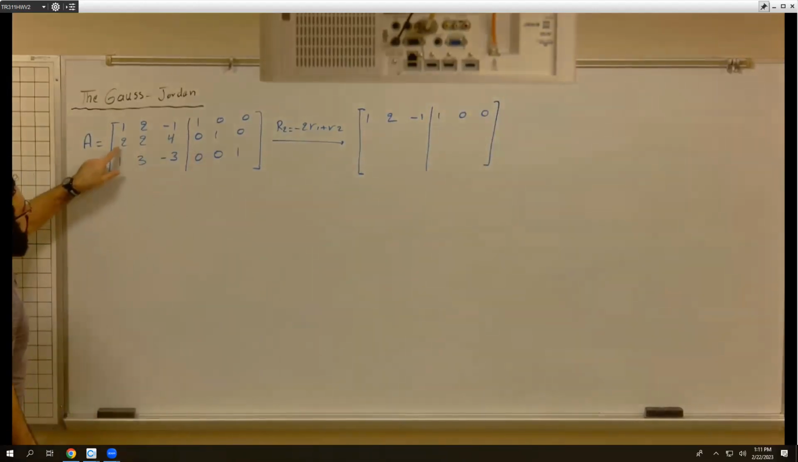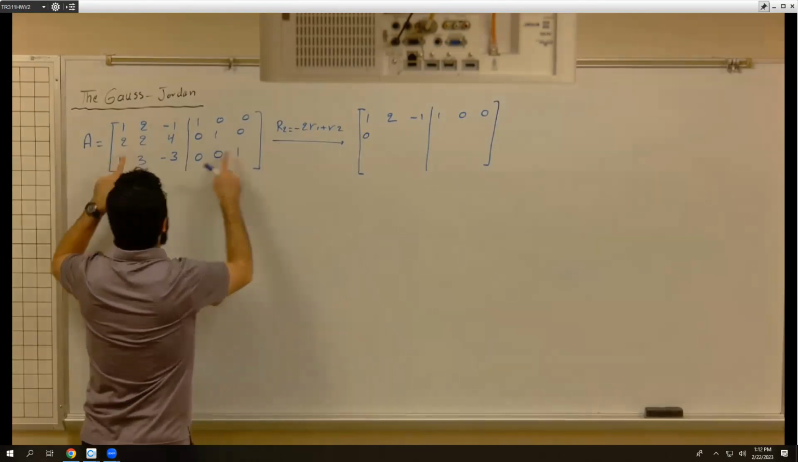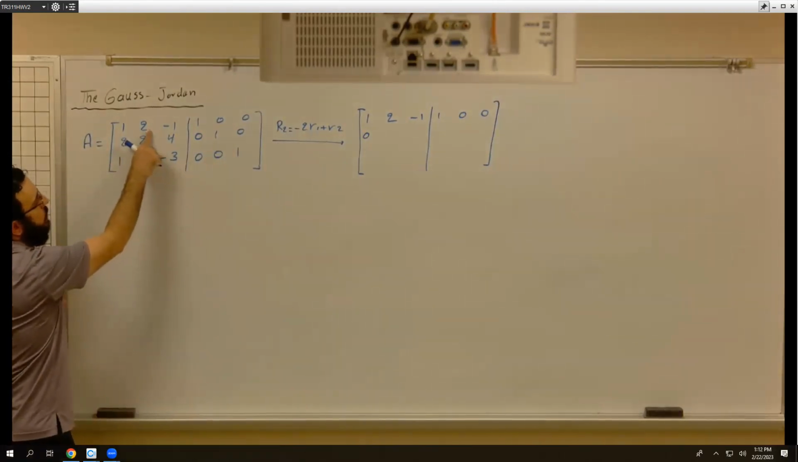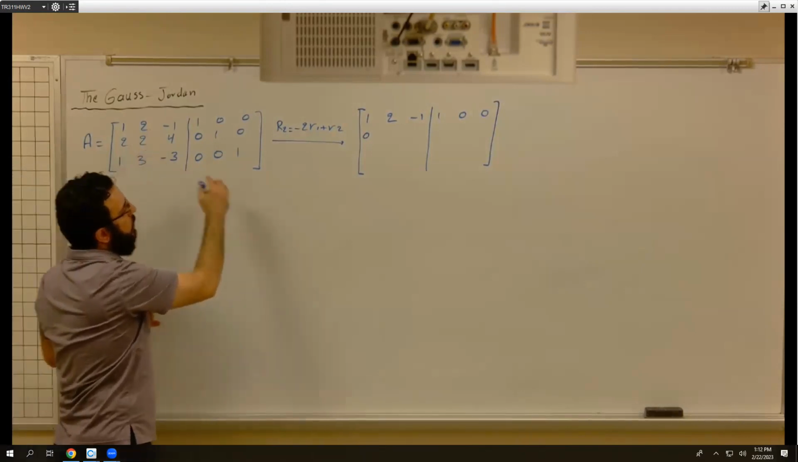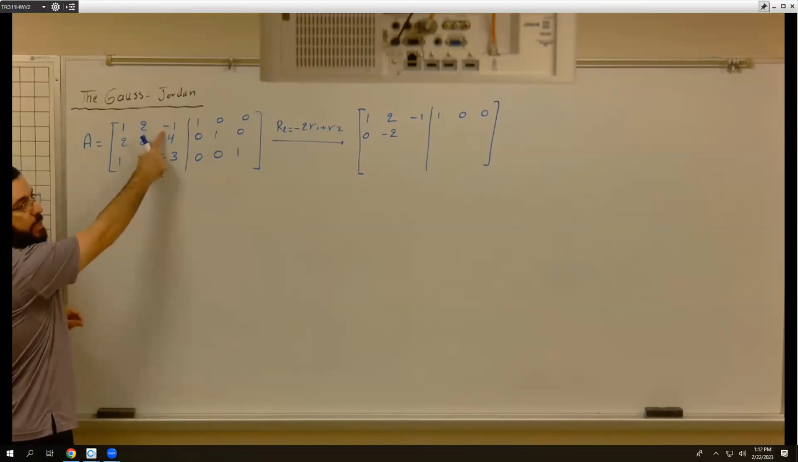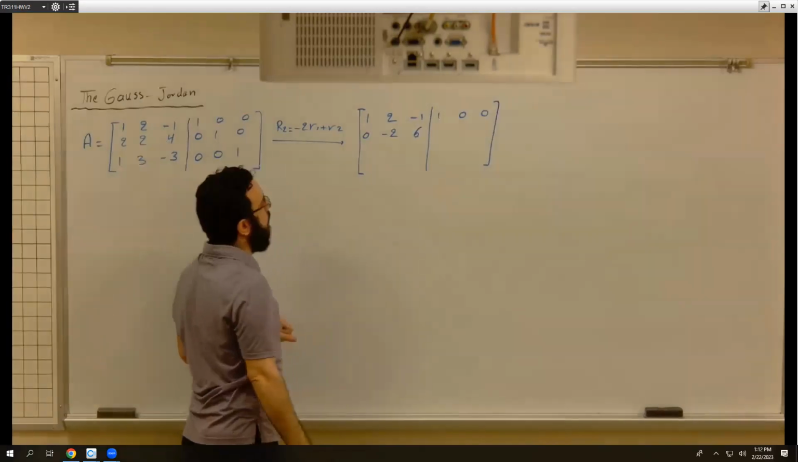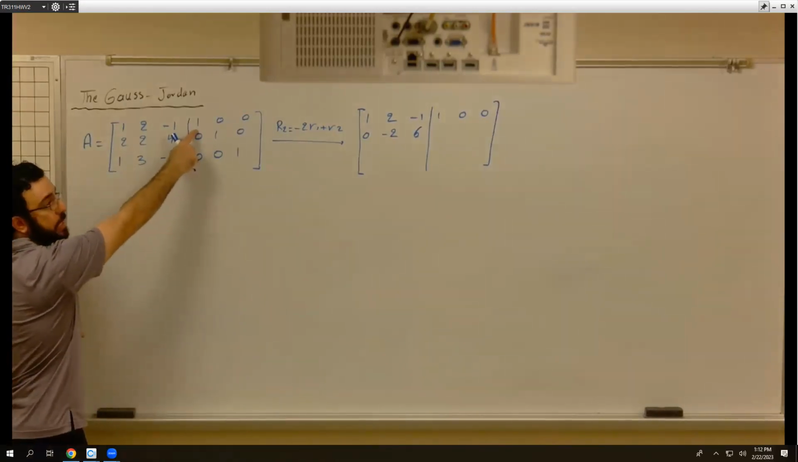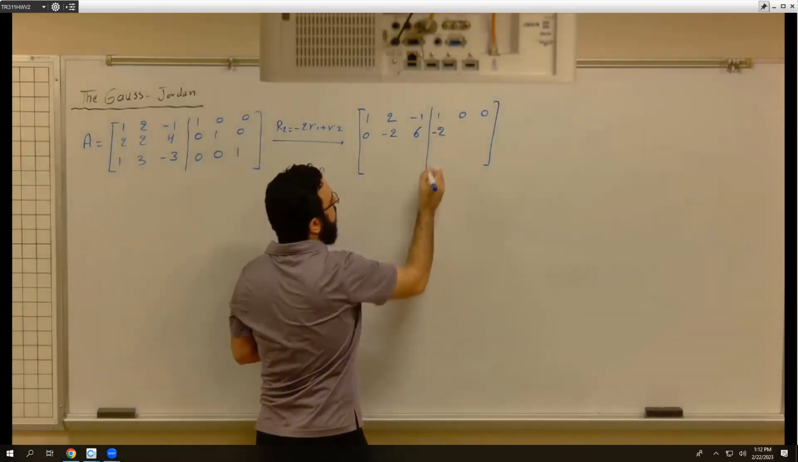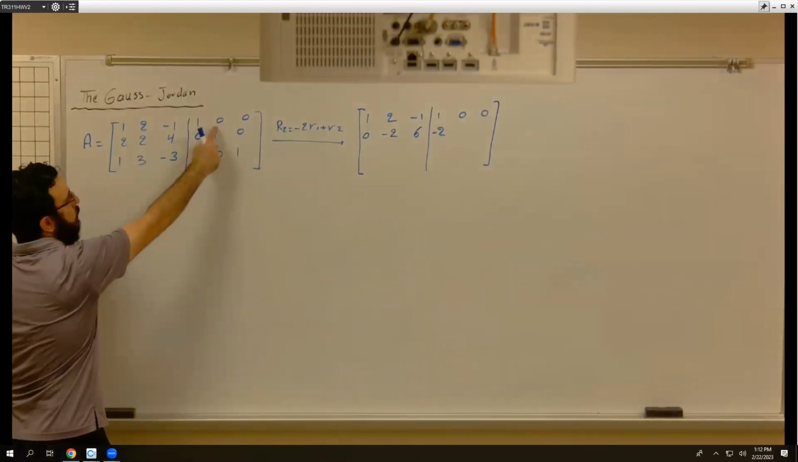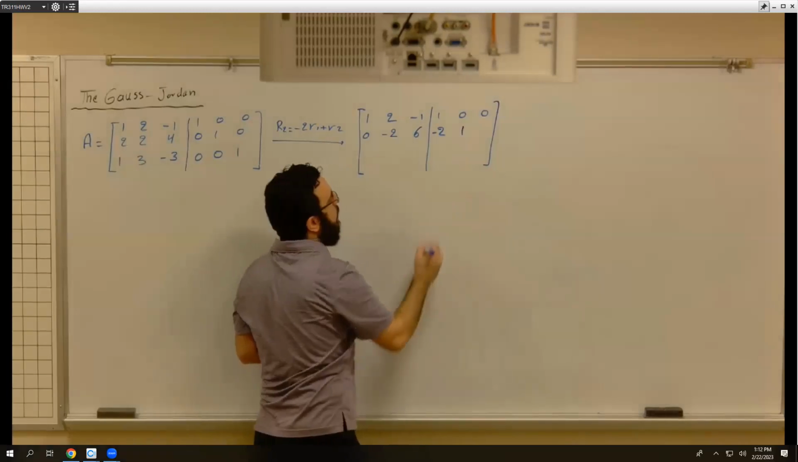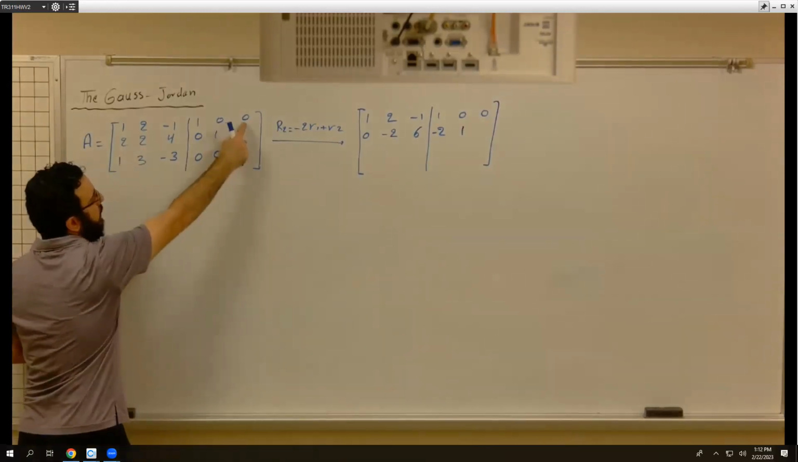Now, let's check the next one. This one is going to be 0. Now, -2 times 2 is going to be -4. Plus 2 is going to be -2. -2 times -1 is going to be 2. 2 plus 4, 6. Keep going. -2 times 1, -2. Plus 0, will be -2. -2 times 1, going to be still 1. And -2 times 0, -2 plus 0 is going to be 0.